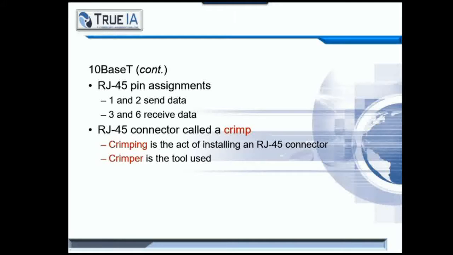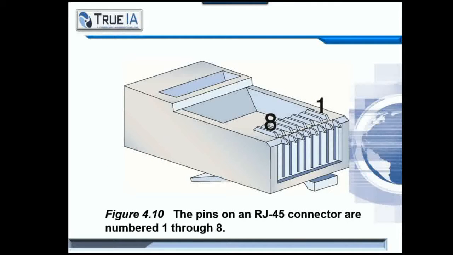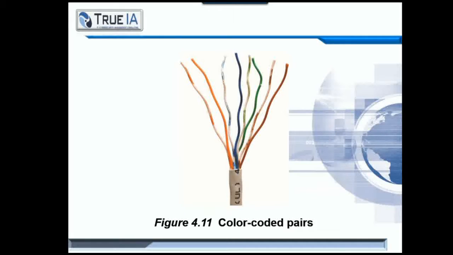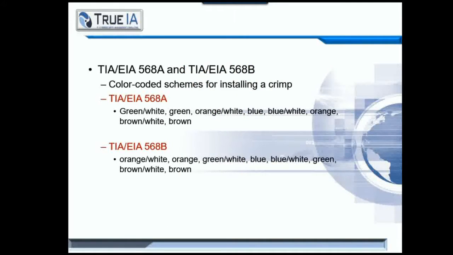The RJ45 connector itself, you may hear called a crimp. Crimping is the act of actually installing an RJ45 connector using what's called a crimper tool. Each wire in the cable is color-coded. There are two different standards that the Network Plus expects you to know. They are the TIA 568A and the TIA 568B. Either standard is acceptable, it's just important to remain consistent on the network.